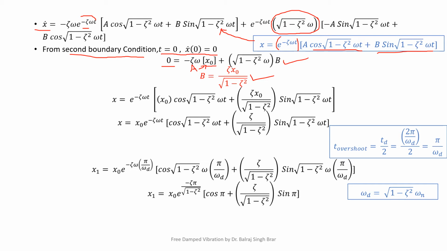Now we know the two constants, A and B. We put them in this equation, and this equation becomes x equal to e raised to power minus zeta omega t. This is the value of A, x naught cos of root of 1 minus zeta square omega t. This is the value of B, zeta x naught by root of 1 minus zeta square sine of root of 1 minus zeta square omega t. X naught is common, so on simplification x becomes x naught e raised to minus zeta omega t cos of root of 1 minus zeta square omega t plus zeta by root of 1 minus zeta square sine of root of 1 minus zeta square omega t.